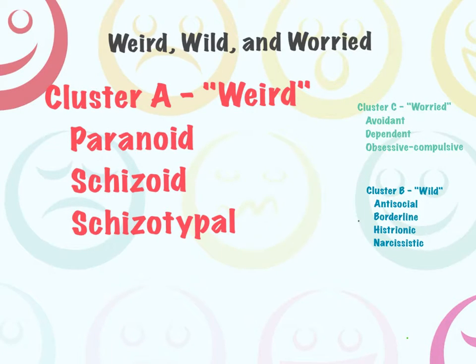We have paranoid personality disorder. These are the people who think everybody's out to get them. They're not worried about the CIA. It's not a paranoid delusion, but they are mistrustful. We have our schizoid personality disorder.